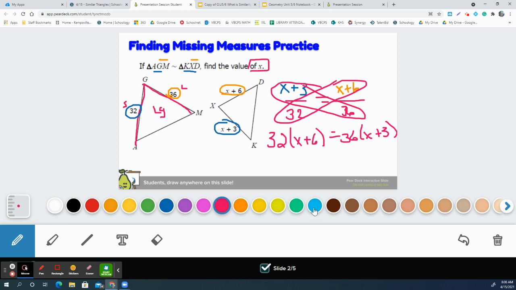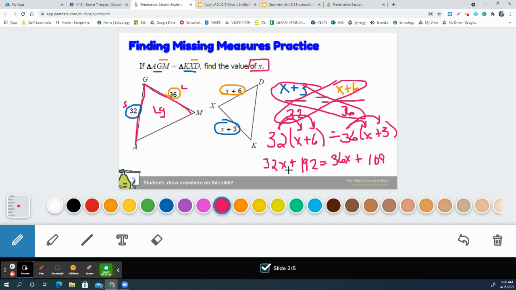What do I have to do here? Distribute, absolutely. So 32 times x, 32x. Don't forget to do 32 times 6, right? I'm reaching for my calculator because I'm not going to do that in my head. 32 times 6, 192. Then I've got to distribute here, 36 times x and 36 times 3. So 36x plus 108.